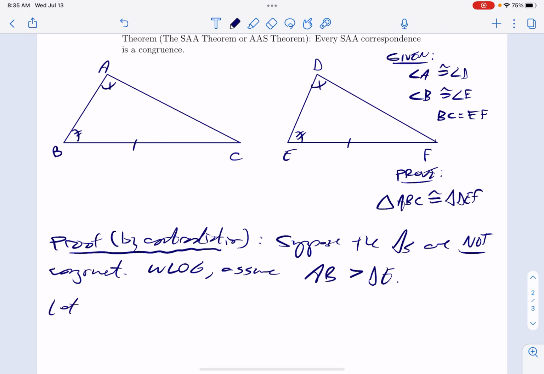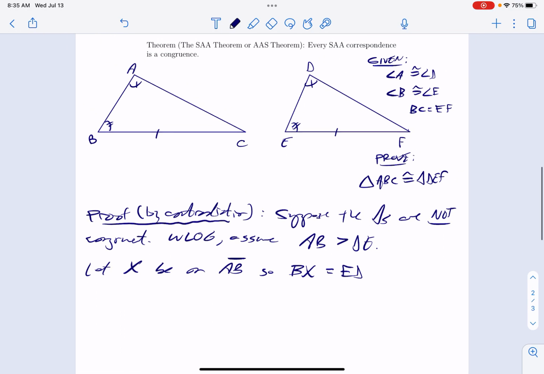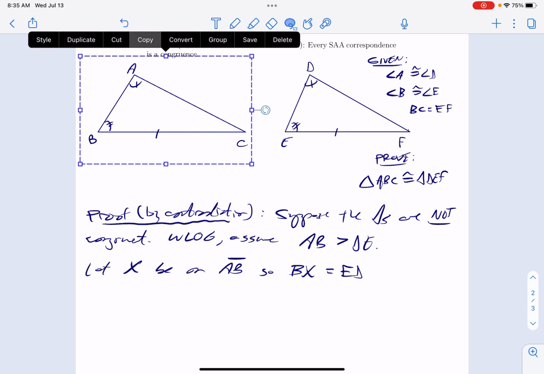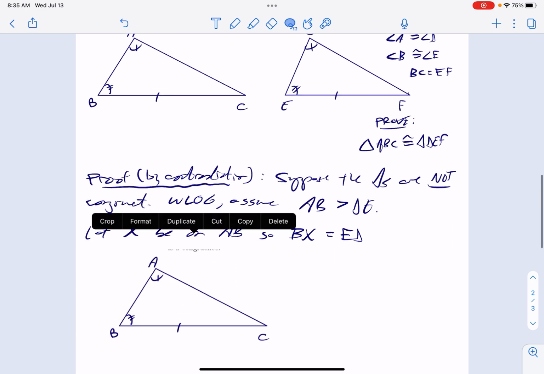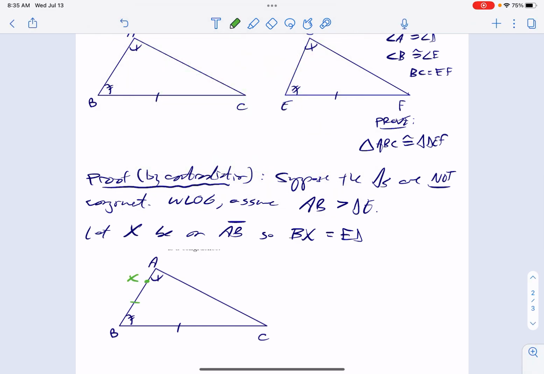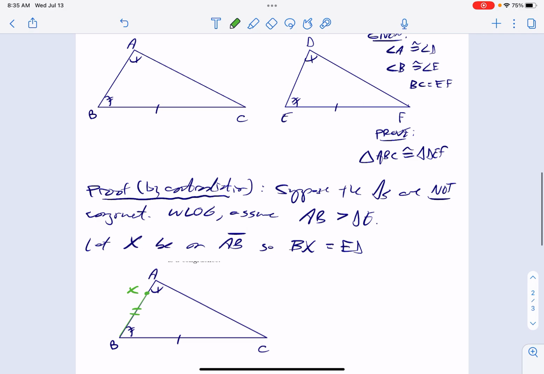So now, let's let X be on segment AB so that BX is equal to ED. Right, so here's what I'm going to do. Let me copy this. So I'm assuming there's a point X, maybe like so, that this distance from B to X is the same as the distance from E to D up here. And now let's draw in segment CX.